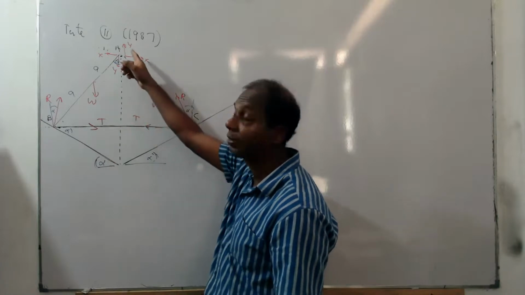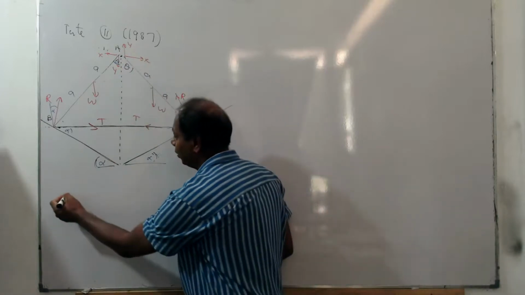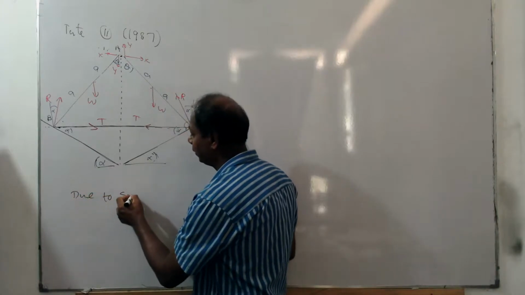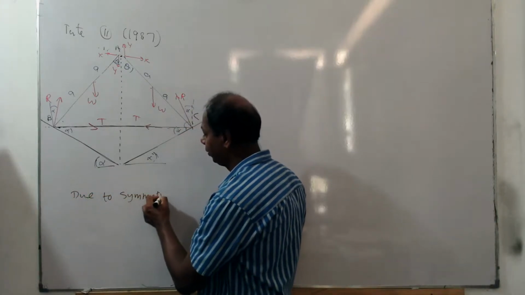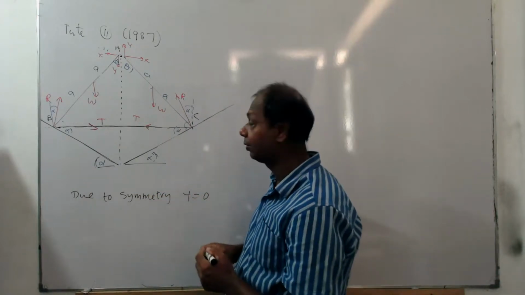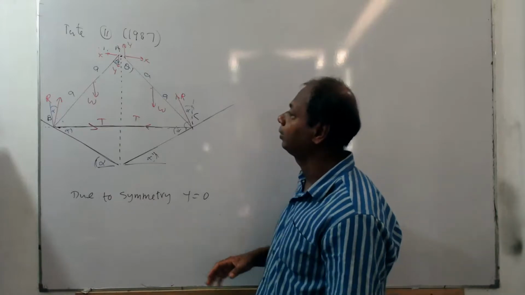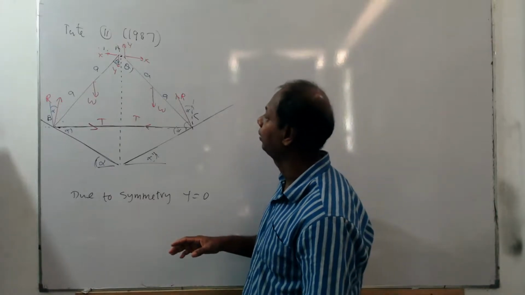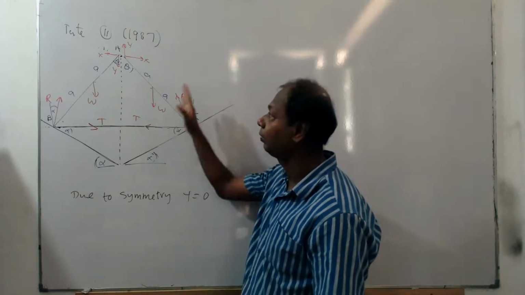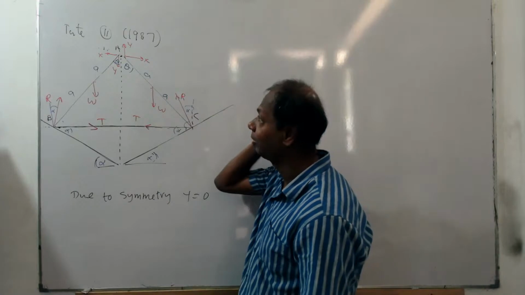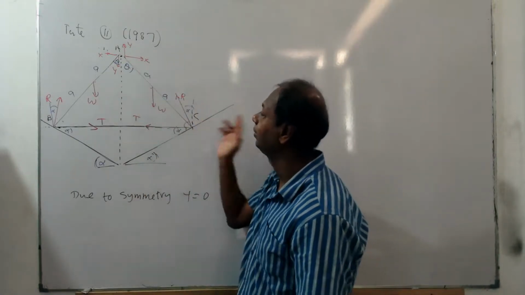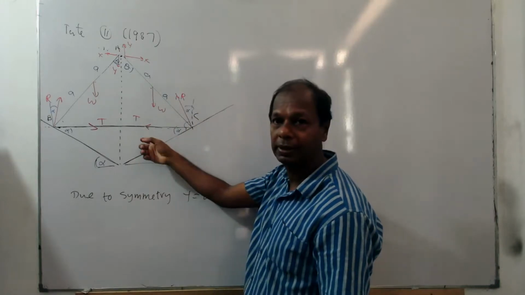Due to symmetry, we'll start by saying Y equals 0. We take advantage of that, and therefore you can't take the system. You have to take one of the rods. Due to symmetry, whether taking AB or AC, it's the same. So let's take AC, and we want to find T.